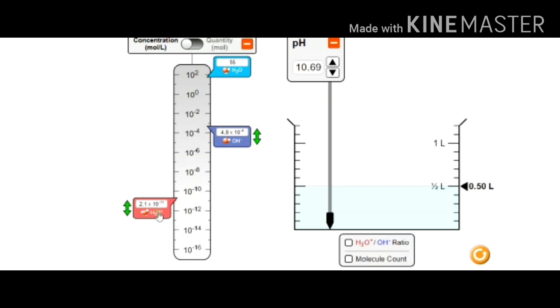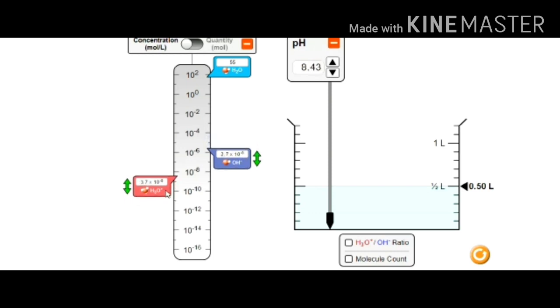Let us see this also. Now I am increasing the hydronium ion concentration. You can see there is a fall in the pH value. Now you can see here, as the hydronium ion concentration goes on increasing, there is a fall.